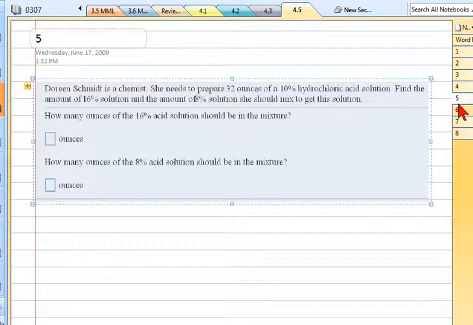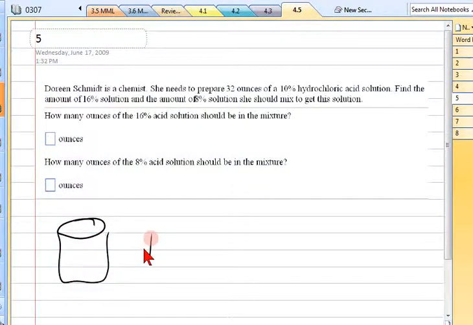It says, Doreen Schmidt is a chemist. She needs to prepare 32 ounces of a 10% hydrochloric acid solution. Find the amount of a 16% solution and the amount of an 8% solution she should mix to get this solution. Now, those of you in the classroom, you really can't read that. It's too tiny. But every time you do one of these, I recommend that you draw the beakers.